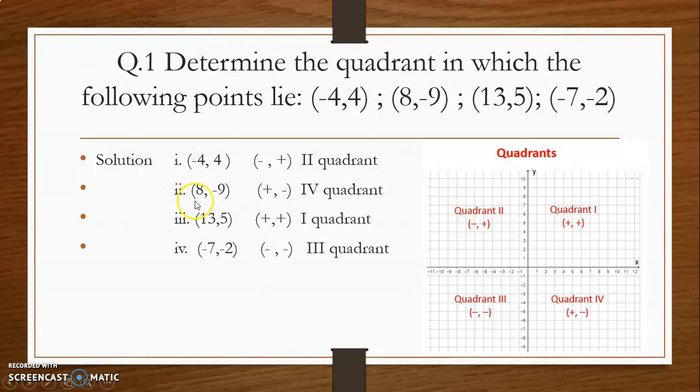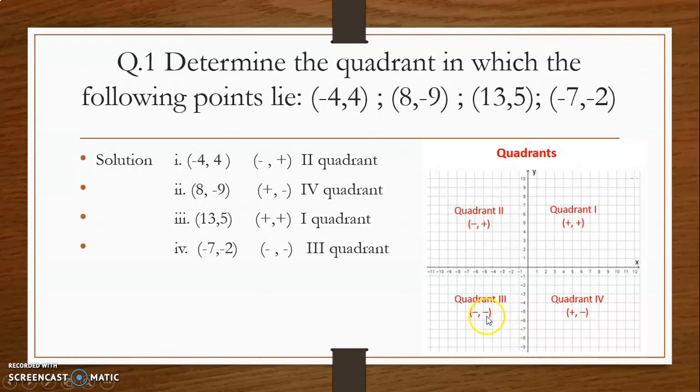Okay, then see the second question. It is plus 8, minus 9. So plus 8 lies on the abscissa, and minus 9 lies on the ordinate. So minus 9 comes downward and 8 on the positive x-axis. So when the first one is positive and the second number or the ordinate is negative, it will come in the fourth quadrant. Okay, this point where the abscissa is positive and the ordinate is negative, this will lie in the fourth quadrant.